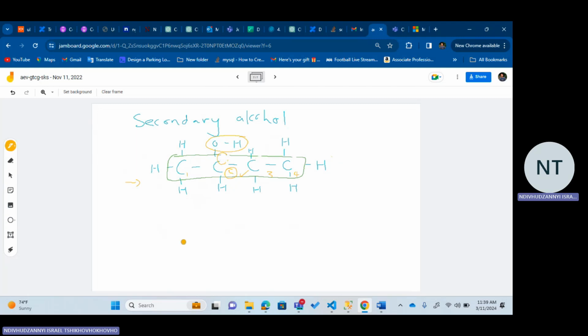When naming this, we don't have a side chain, so there's no side chain outside of the longest chain. So how many carbons do we have? We have 4, and 4 is butan. Then it's in position 2, the OH. Then the suffix of alcohol is ol. So this is a secondary alcohol. Why? Because the C atom bonded to the OH is in between two carbons. You can see, it's in between two carbons.